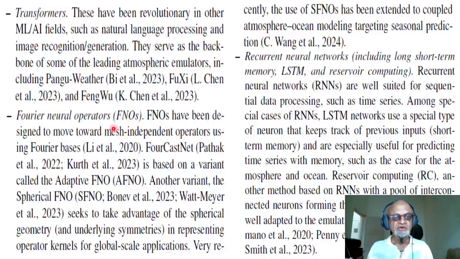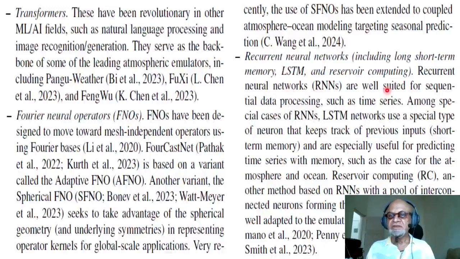Fourier neural operators, FNOs, have been designed to move toward mesh-independent operators using Fourier bases. So FourCastNet, F-O-U-R CastNet, is based on a variant called adaptive FNO, Fourier neural operator, sorry. Another variant is spherical FNO, which seeks to take advantage of the spherical geometry and the underlying symmetries, could be hemispheric, could be zonal, in representing operator kernels for global scale applications. AI/ML can use symmetries to reduce the computations. If something looks exactly symmetric, then you do it here and apply it there, approximately.